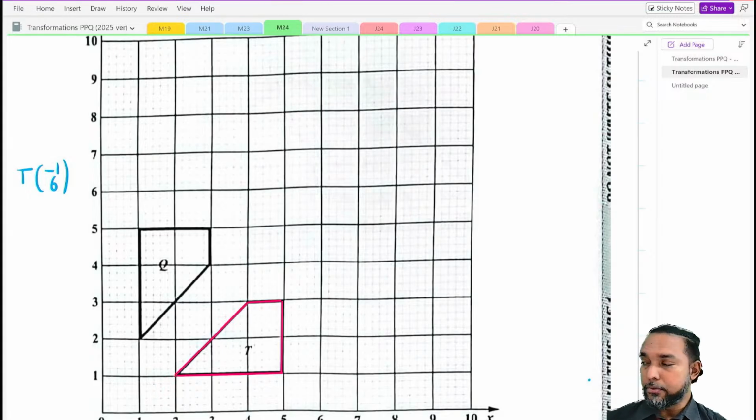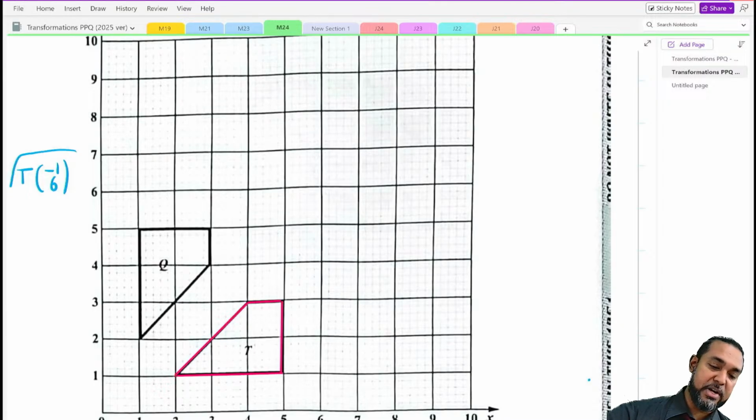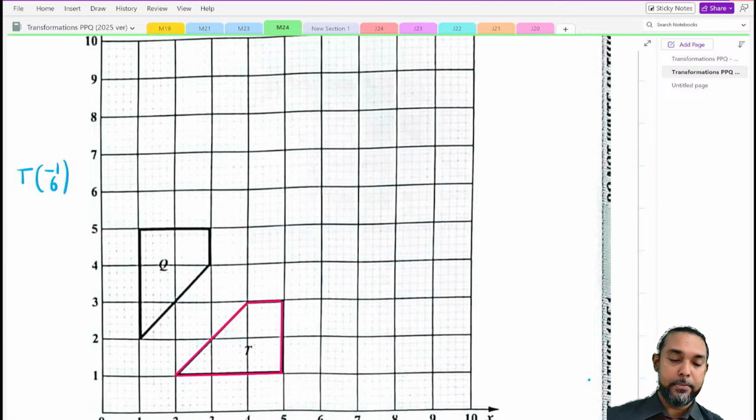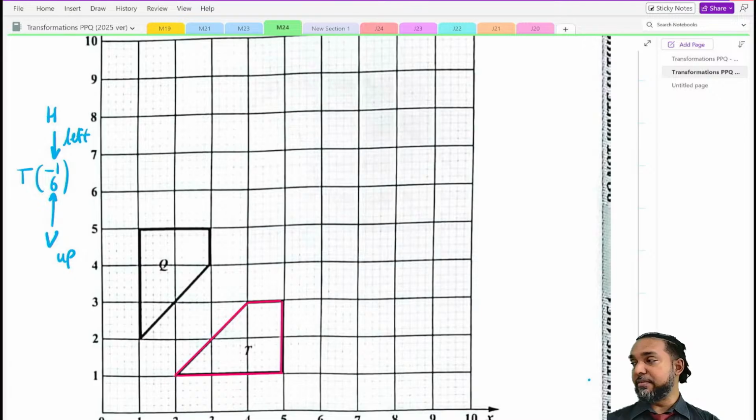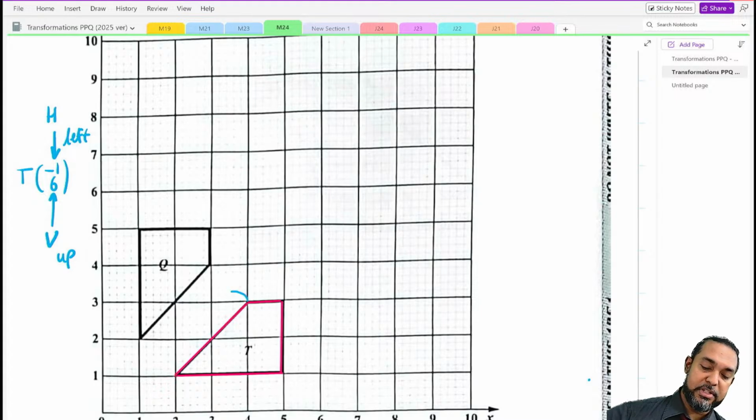So when you have a translation vector, that tells us that we're shifting the shape this many spaces horizontally and this many spaces vertically. A negative horizontal value means you're going to the left. If it was positive, you go to the right. A positive vertical value means you're going up. If it was a negative vertical value, it will go down. So let's start with this point here. We're shifting 1 space to the left and then 6 spaces up.